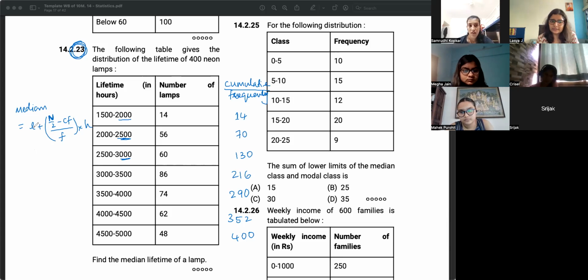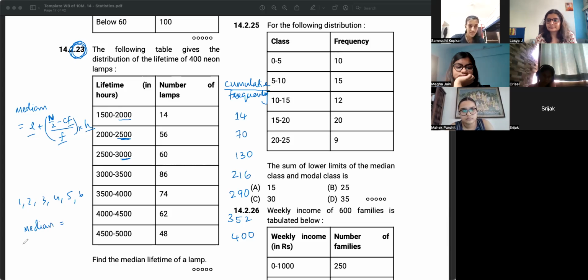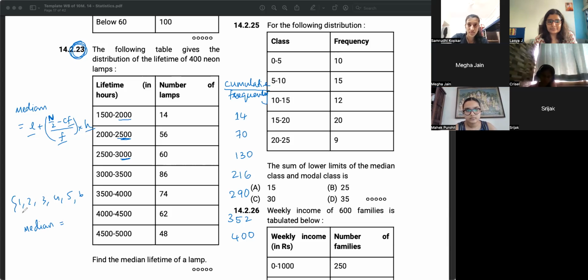Now, once we have the cumulative frequency table, we can figure out rest of the things. ठीक है. Now, if you had normal data, if I just gave you 1, 2, 3, 4, 5, 6, how do you find the median of these values? Guys, what is the median of these numbers?